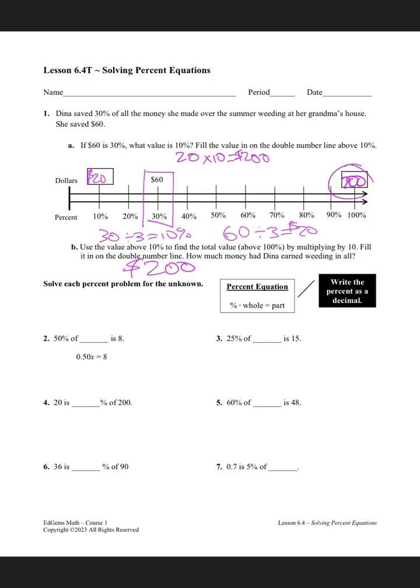Okay, so that's number 1. For numbers 2 through 7, this is solve each percent problem for the unknown. The percent equation that they ask you to use is the percent times the whole, and that's equal to the part. And then there in the black box, it says write the percent as a decimal. So remember, whenever you want to change your percent into a decimal, you have to go to your percent, divide that by 100, and that gives you your decimal.